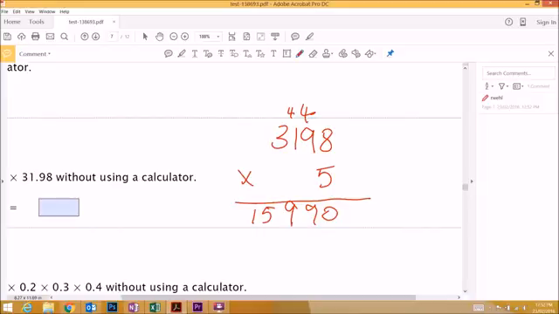Okay, now we need to put in our 4 decimal places. So 1, 2, 3, 4. Okay, that's my answer. 0.1990.